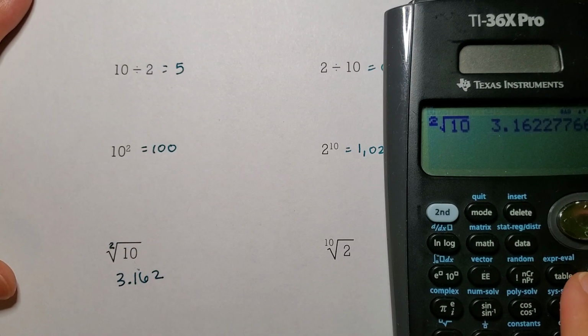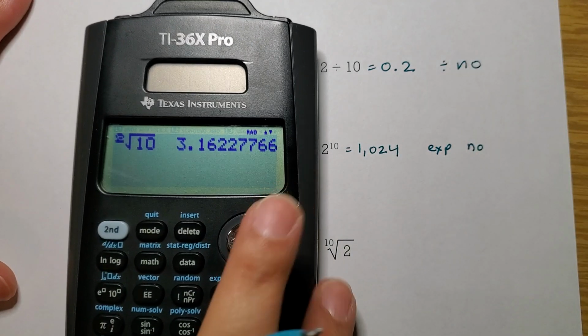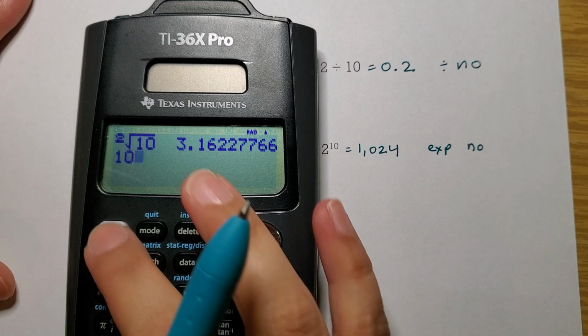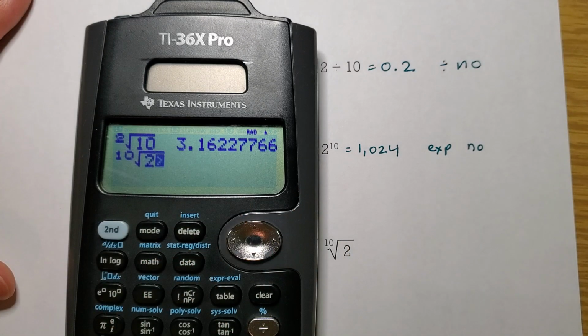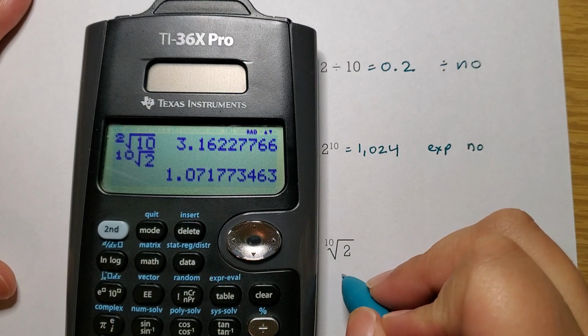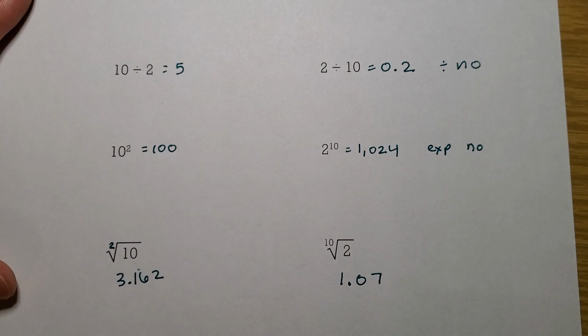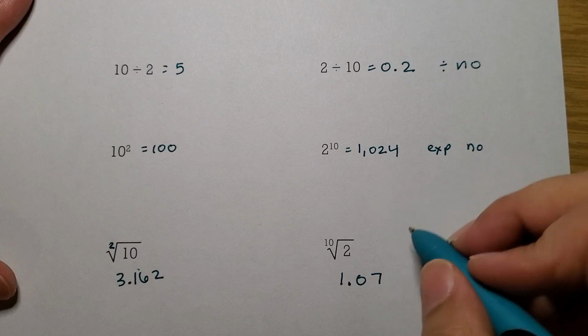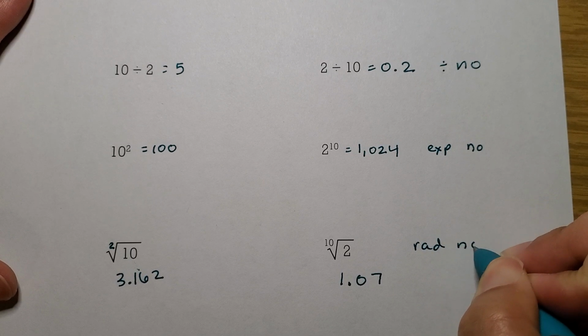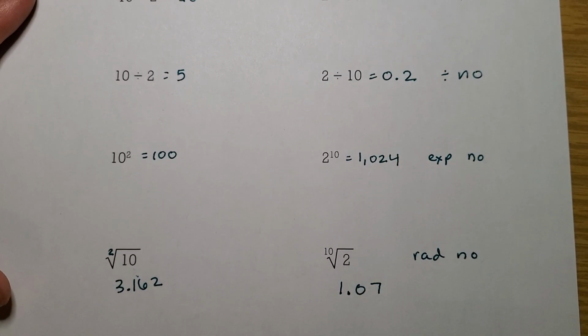All right, and now let's try the 10th root of 2. So bring this over here. The 10th root of 2, it's not 3.16, it's 1.07. So it looks like with radicals, that is also not commutative.